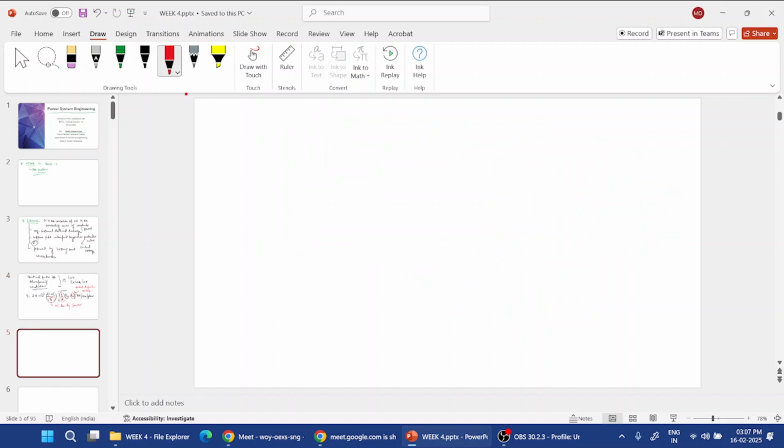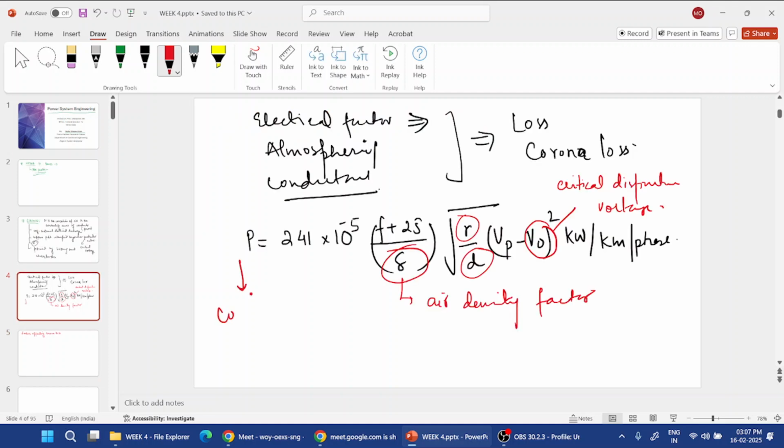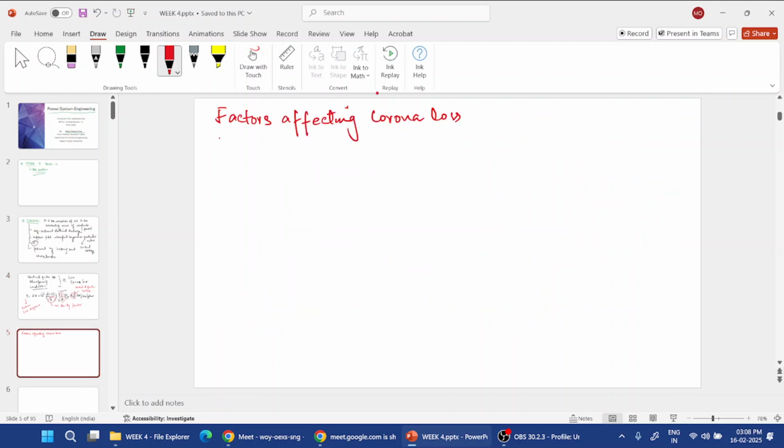So the factors affecting corona loss. First we will discuss the factors. The first one is the electrical factors.